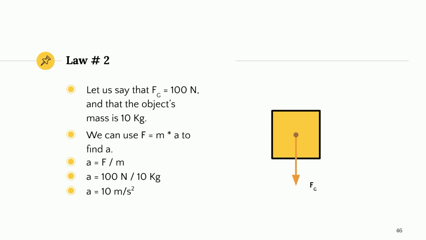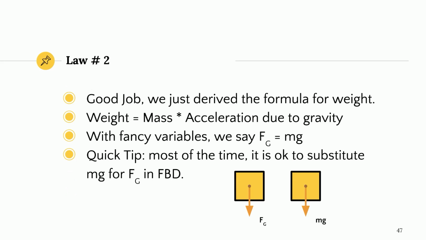By the way, this is very close to what it is on Earth. Good job. We just derived the formula for weight. Weight equals mass times acceleration due to gravity. With fancy variables, we say that the force of gravity equals mass times the acceleration due to gravity, or mg.